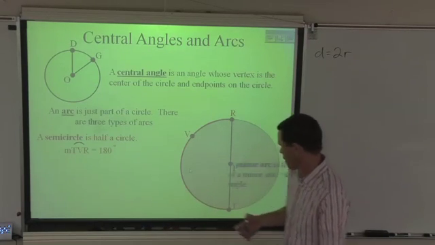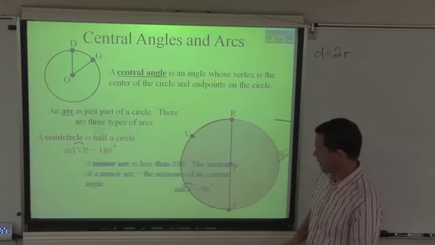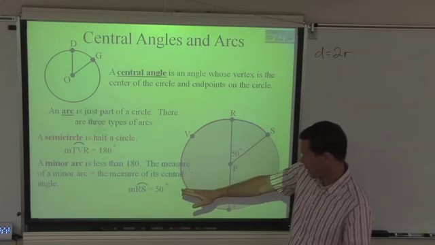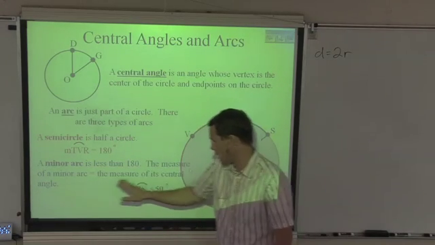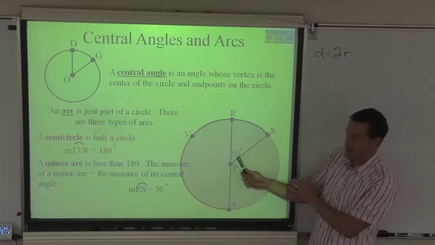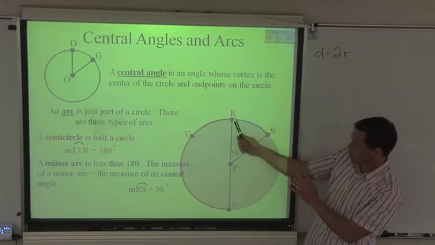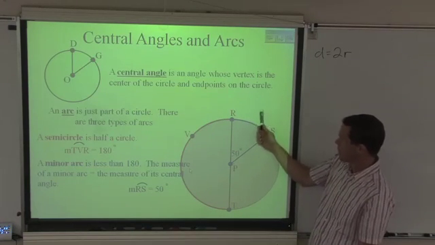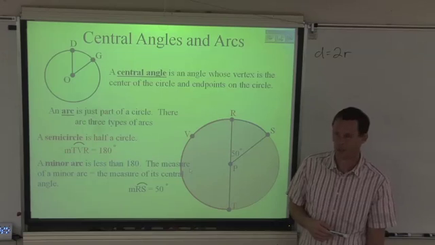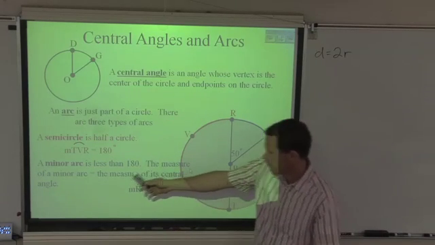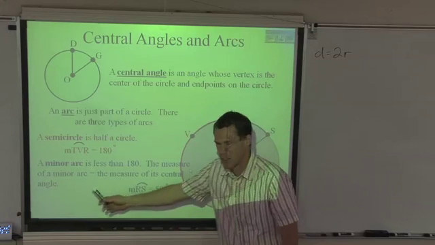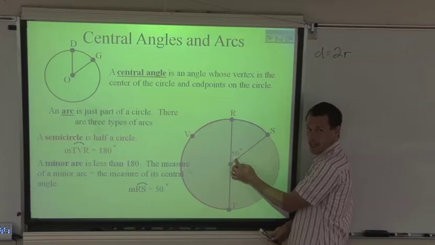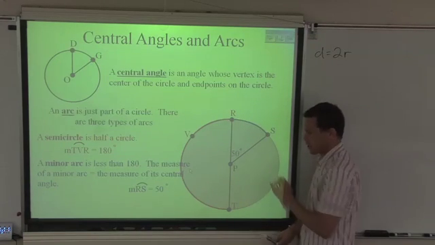Our names will be, first, minor arc. A minor arc is less than 180 degrees. The measure of the minor arc is equal to the measure of its central angle. So, for example, here we have a 50-degree central angle. So the measure of arc RS would be 50 degrees. We may want to write 50 degrees right here on the arc. So, the measure of a minor arc is equal to the measure of its central angle. 50-degree central angle, 50-degree minor arc.